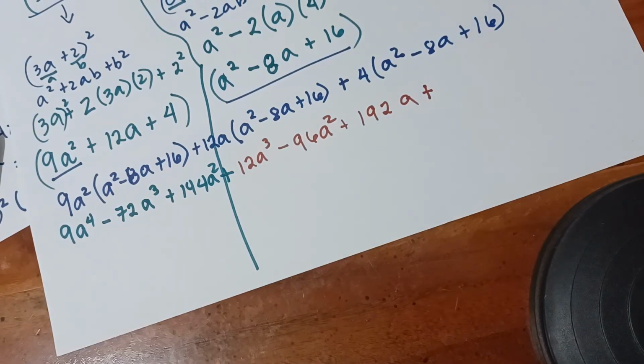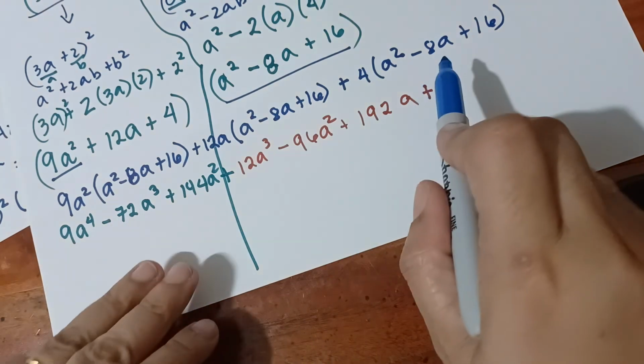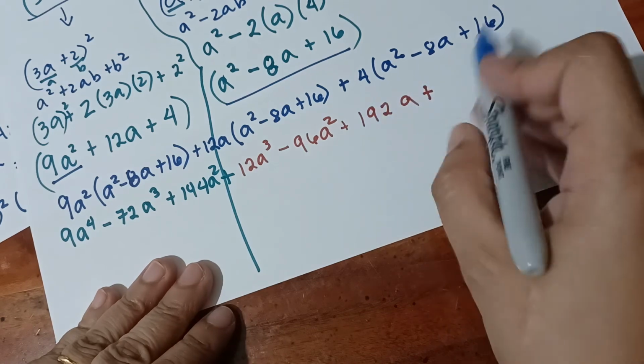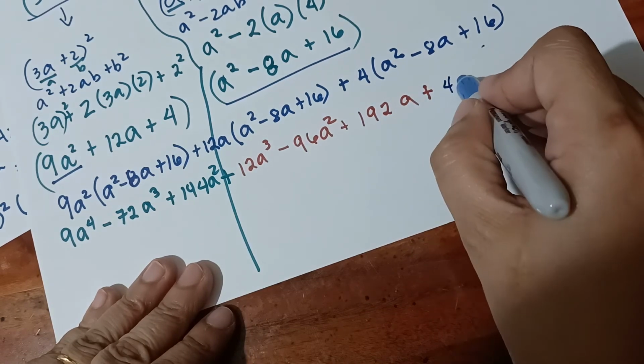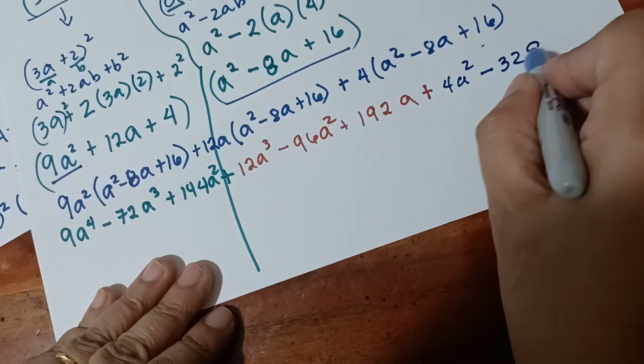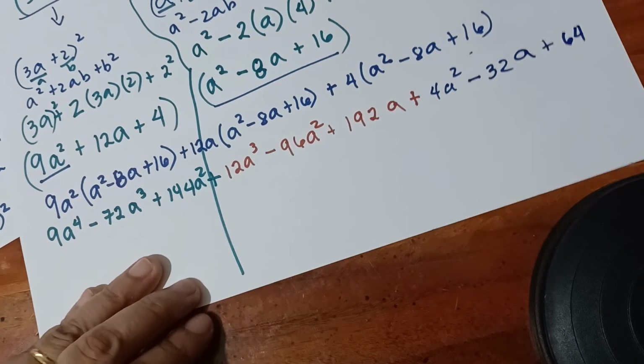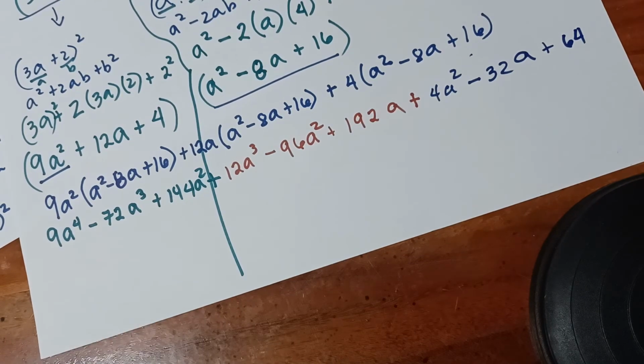Okay? Plus, another set na tayo. Another set is the 4. So, we are going to distribute this 4 naman doon. So, 4 times a squared, that will be 4a squared less 32a plus 64. Now that we are done distributing everything, we can combine like terms kung meron.